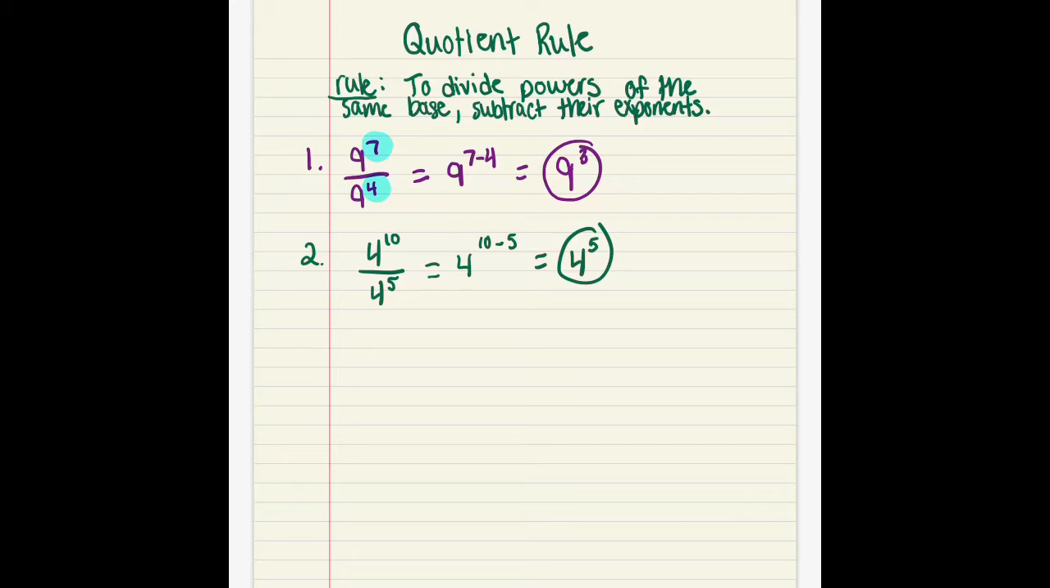Now we are going to go to a problem that has a variable base. This problem is d to the 4th power over, or divided by, d to the 2nd power. So our base that is the same is base d. We are going to subtract the top exponent 4 minus the bottom exponent 2, and our answer ends up being d to the 4 minus 2, which is d to the 2nd.